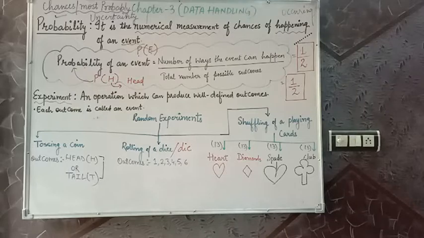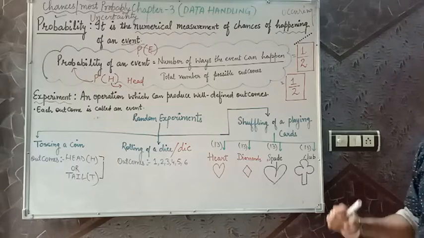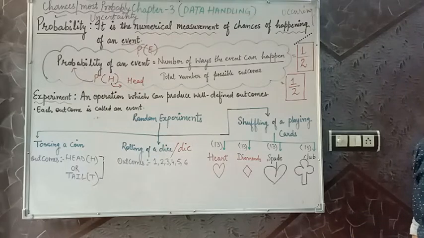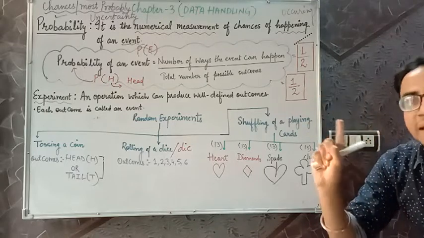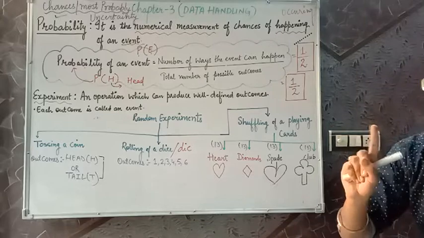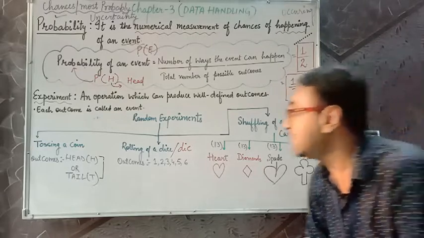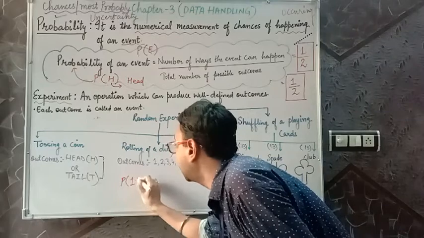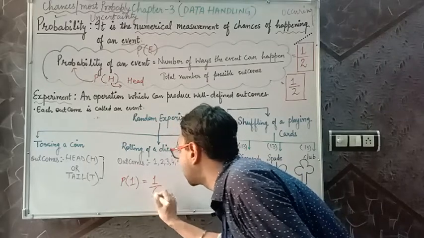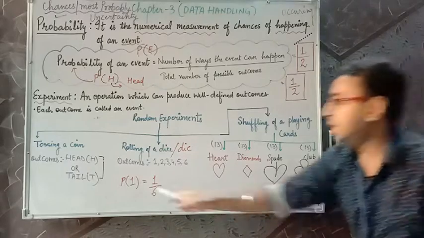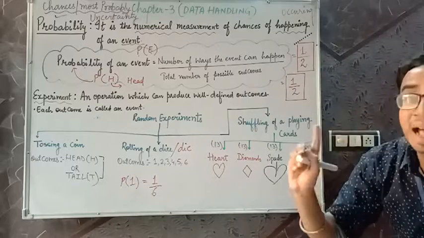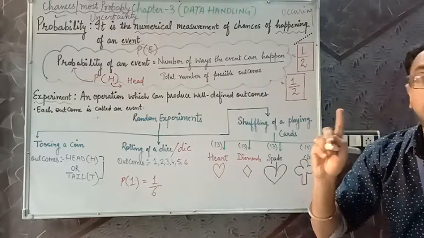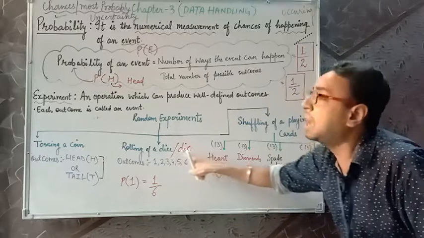Clear with this? So if I ask you, what is the probability of getting 1 on rolling a dice? What is the answer? How many times can we get 1 on rolling a dice? If I roll the dice 1 time, I'll be getting 1 only 1 time. But out of how many? Out of 6. So what is the probability of getting 1 on rolling a dice? That is 1 by 6. Any doubt? Probability of getting 1 is 1 by 6 because we'll be getting 1 on rolling a dice 1 time only. But out of how many? Out of 6 because total are 6.